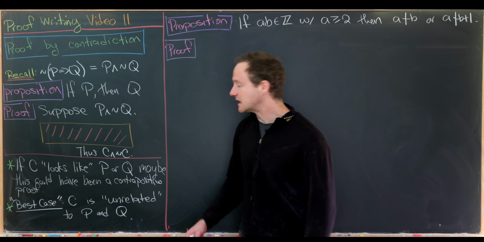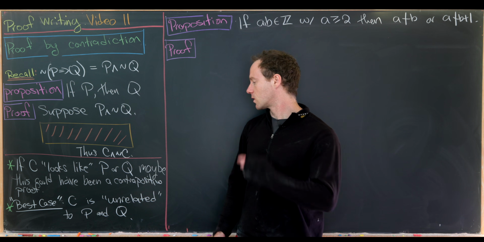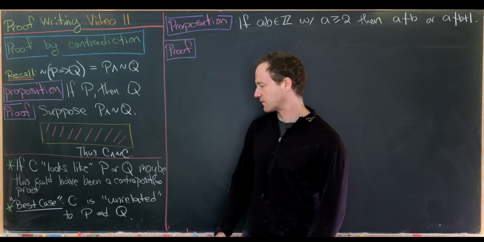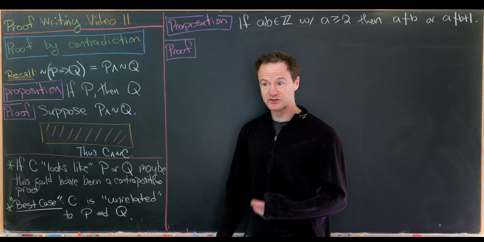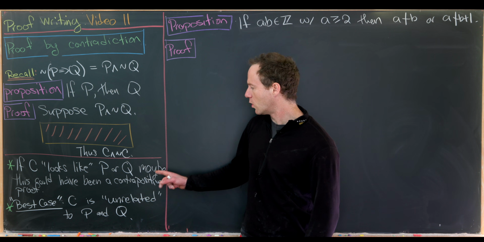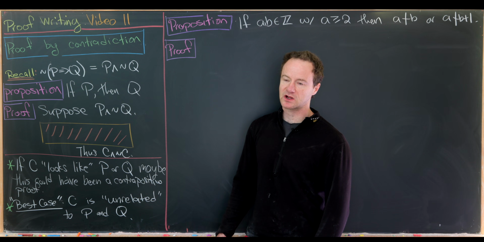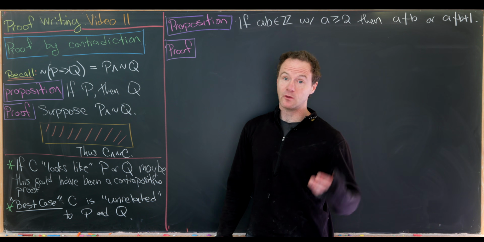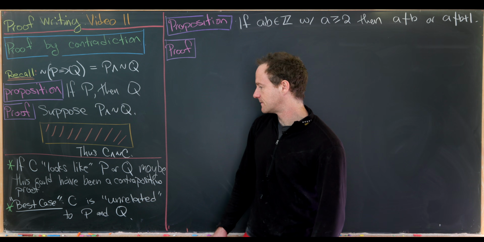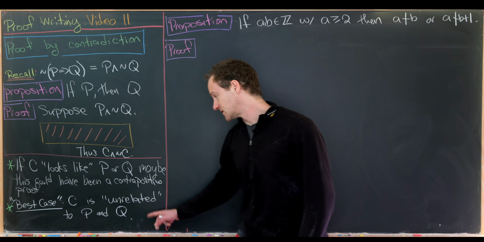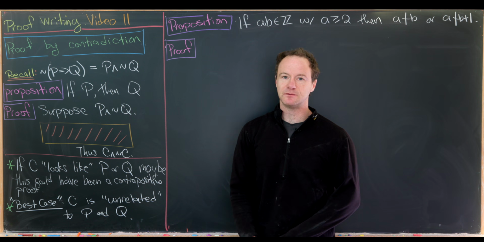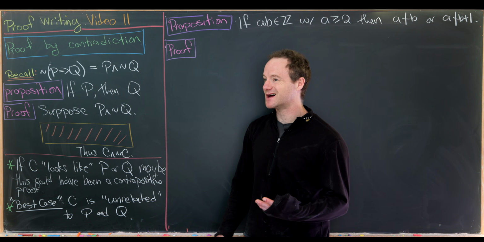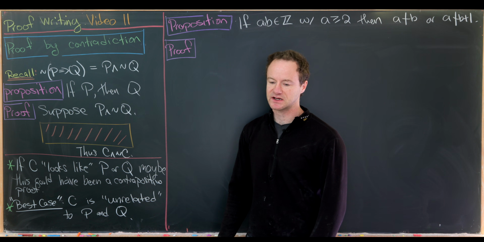If C looks like P or Q, then maybe this proof could have really been done with a proof by contrapositive. Now, some instructors are really strict about only making a contradictory proof when a contrapositive proof is impossible. I'm not that picky, but just be aware of the instructor that you have. I guess the best case is that C is unrelated to P and Q. That's really the mark of a contradictory proof that was not a contrapositive proof in disguise.